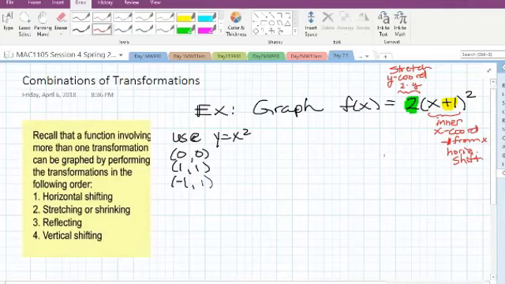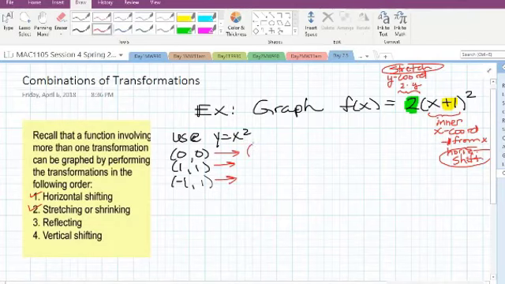All right, so let's come back over here and see what we've got: a horizontal shift and a vertical stretch. So that is number 1 and number 2. We're going to shift horizontally first, and then we're going to do our stretch or shrinking. Let's start by performing our horizontal shift, which is subtracting 1 from each x.